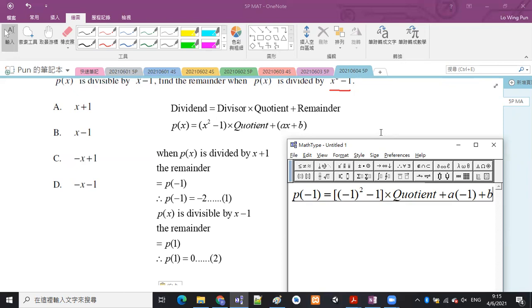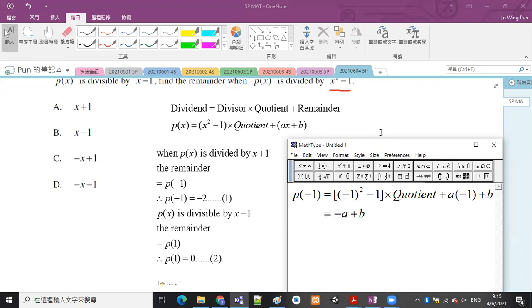Okay? But you're happy seeing this. So which part makes you happy? What is (-1)²? 1. What is 1 minus 1? 0. What is 0 times quotient? 0. Okay, so this stupid thing has actually vanished. What is remaining on the right-hand side is -a plus b.